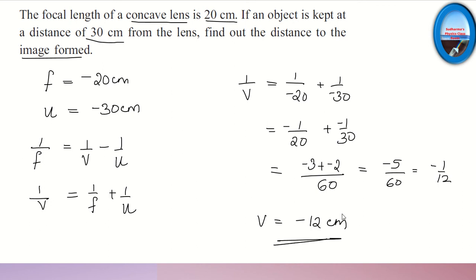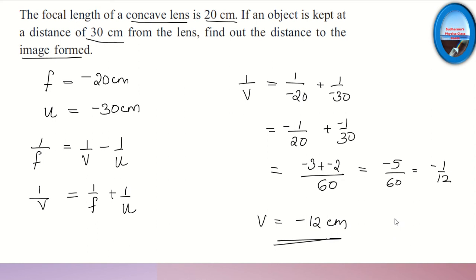We are getting the image distance as negative. So what does it mean? Image distance is negative in the case of a lens. That means the image is on the left side of the lens, right? So it is going to be a virtual image.